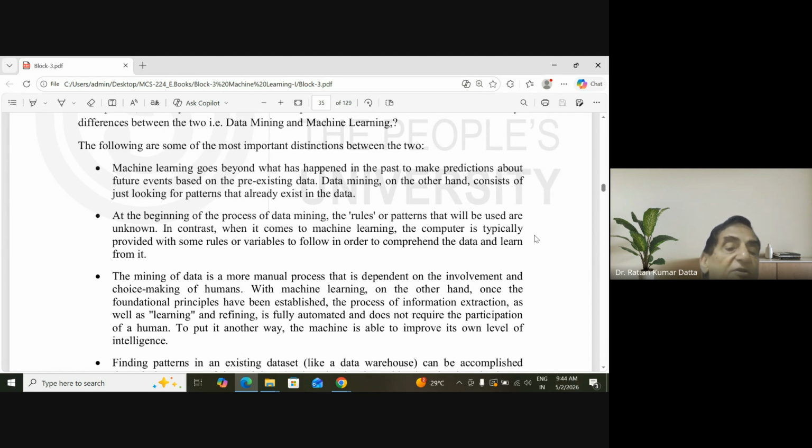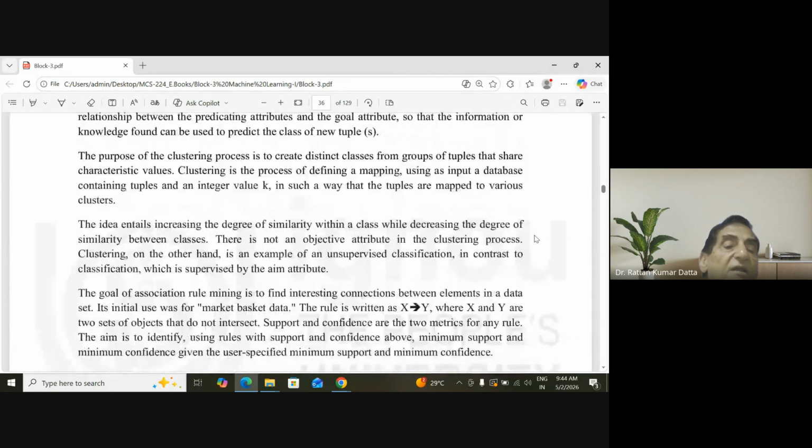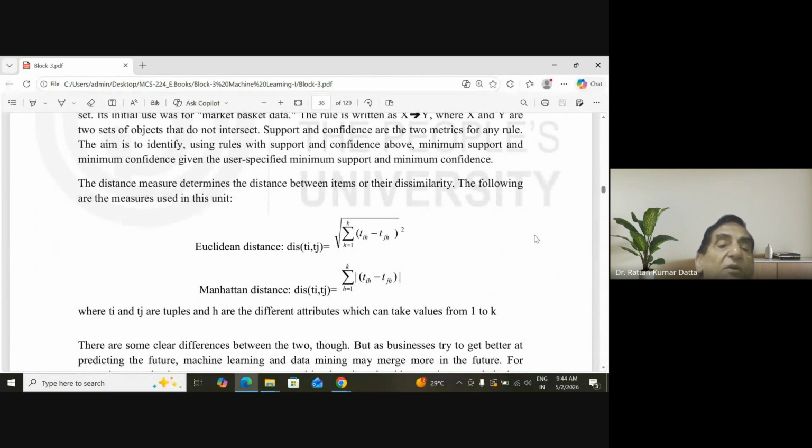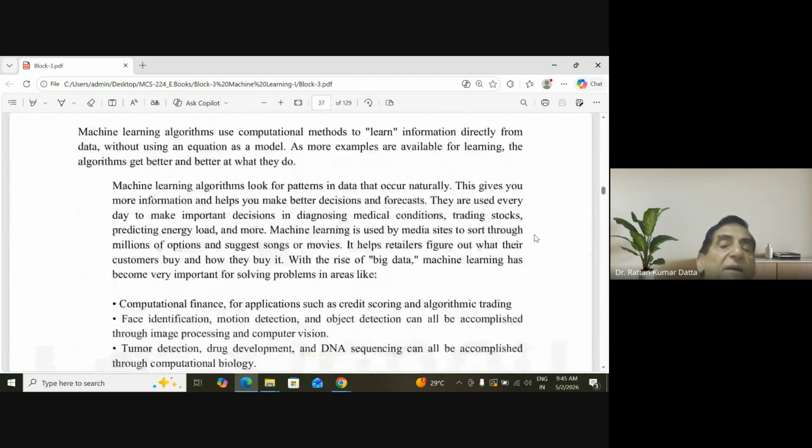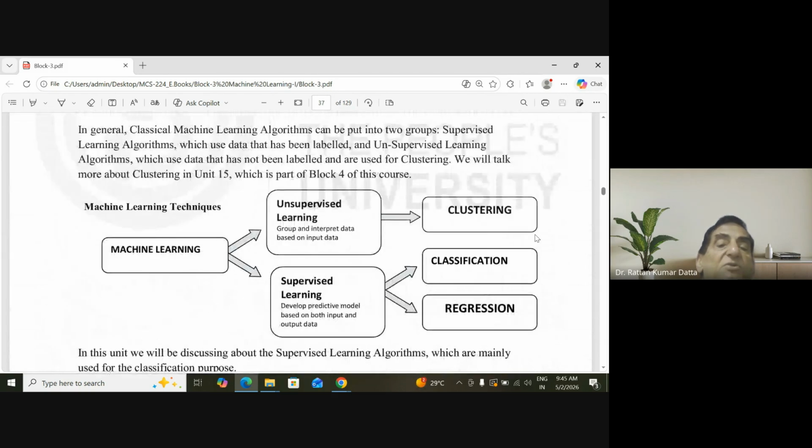That's where the question comes. So you can read this. So you know Euclidean distance is the square root of the sum of squares, and Manhattan distance is the sum of absolute differences, from i equal to 1 to k and all that. So you can see these distances. We did all these things earlier, I think in big data. So this is the machine learning technique: machine learning, unsupervised, supervised, clustering, classification, regression.